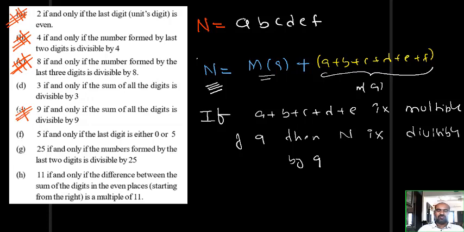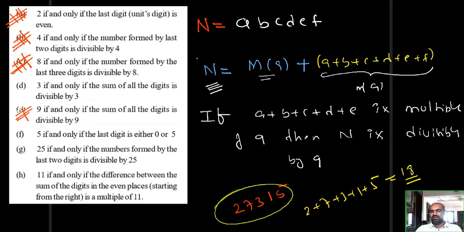If a number is given, for example 27315, now we want to check whether this number is divisible by 9 or not. What should we do? We want to add all the digits. 2 plus 7 plus 3 plus 1 plus 5. 2 plus 7 is 9, 9 plus 3 is 12, 13, 18. So which is a multiple of 9? Directly I can say this number is divisible by 9.